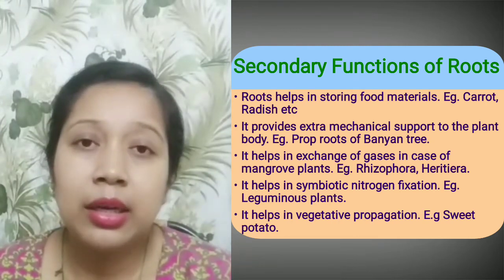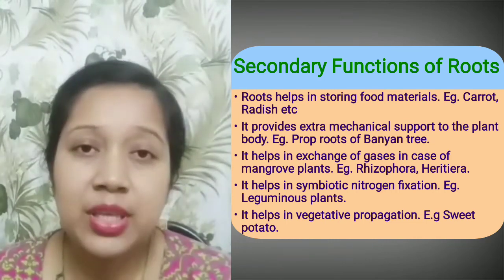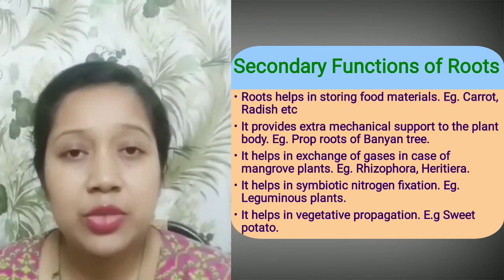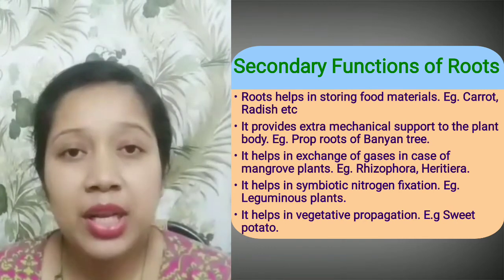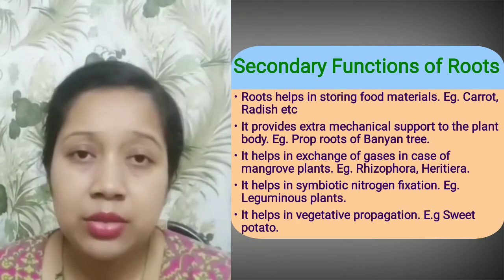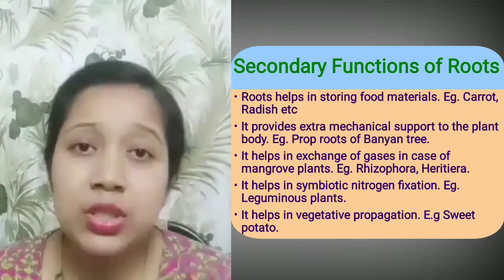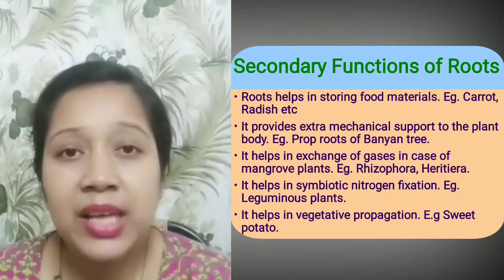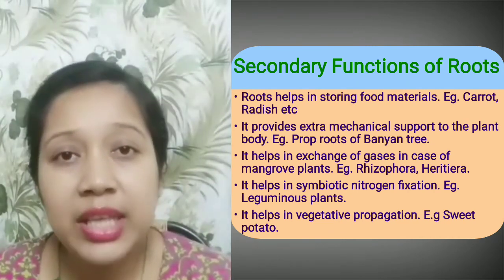Similarly, there are other functions also, such as some acting as aerial roots, for example in orchids. These orchids, as we know, are epiphytes, so their roots are specialized to absorb moisture from the atmosphere itself. And a very important secondary function is the exchange of gases. The roots also provide aeration, or exchange of gases, in some plants, and those are the mangrove plants present in mangrove forests near the coastal areas.